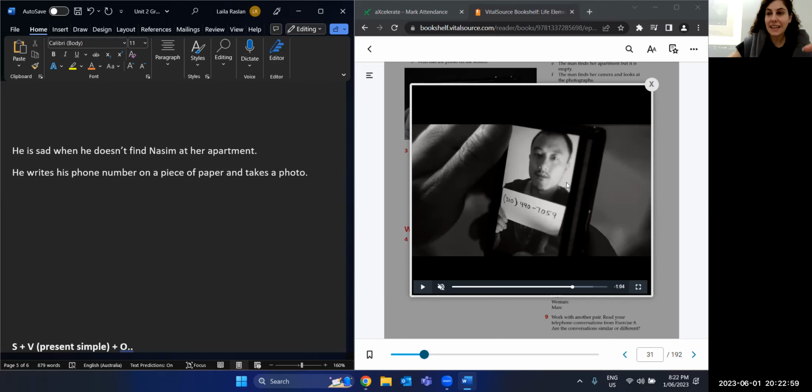Because he's going to send the camera in a box to her old address, and it says, please forward. So the post office will know that she doesn't live there anymore. They will find her new address and send the camera to her. So that's why he put his number, because when she looks at the photos, she will call him. Maybe they will talk.